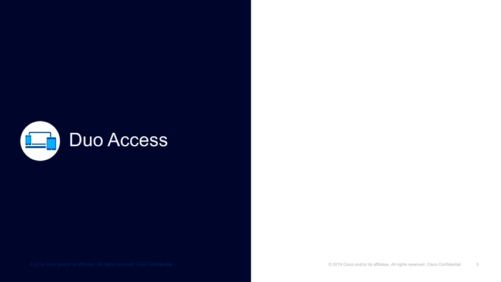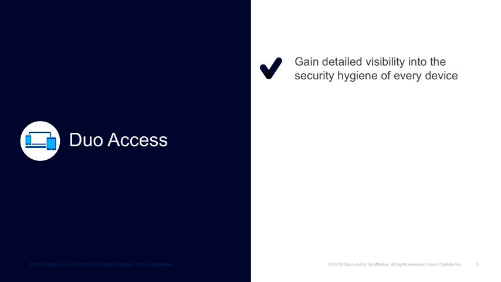This edition empowers customers to gain detailed visibility into the security hygiene of every device authenticating through Duo, identifying both corporate-issued and personal devices. Most organizations underestimate how many different devices access their corporate applications. Duo's unified endpoint visibility provides insights into every device accessing corporate resources or applications, not just those managed by customers.